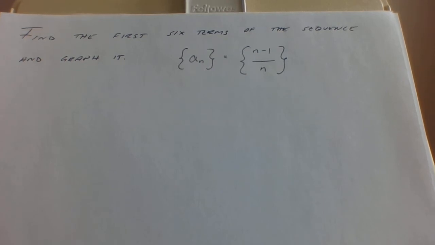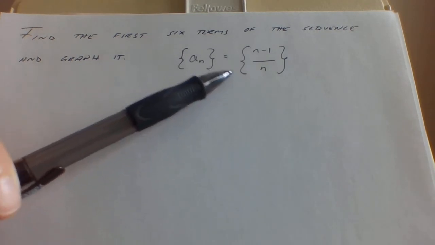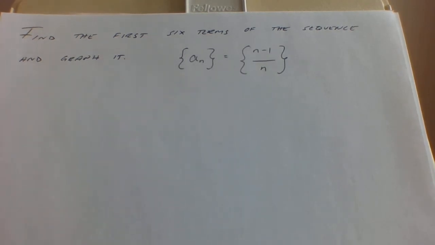Let's take a look at this example. We want to find the first 6 terms of the sequence, and we want to graph it. And we're given the sequence a sub n equals n minus 1 over n. Sometimes you're going to see these braces. That's going to allow you to represent a sequence using this formula for the nth term. When you see those braces around those segments, then that's going to represent the entire sequence. Let's go ahead and calculate our first 6 terms.